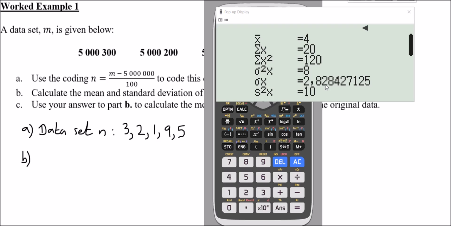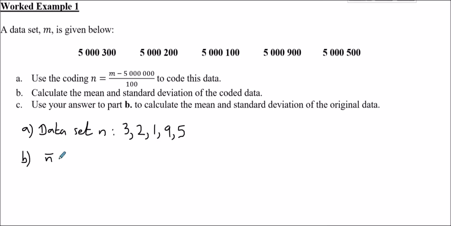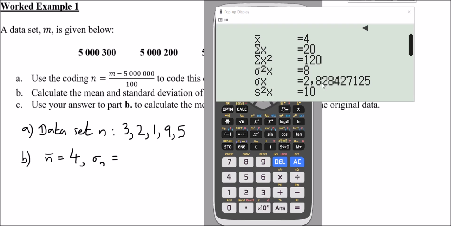So the mean for n is 4, and the standard deviation, I'm going to do this as subscript n, so I don't get confused with m. So that was 2.83.